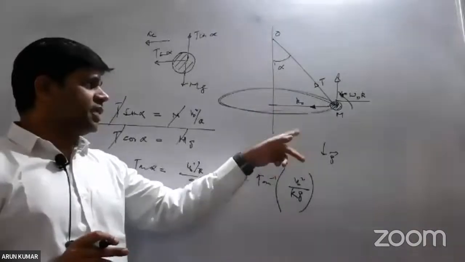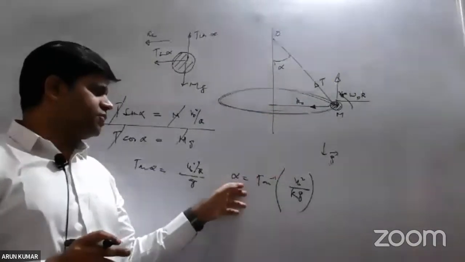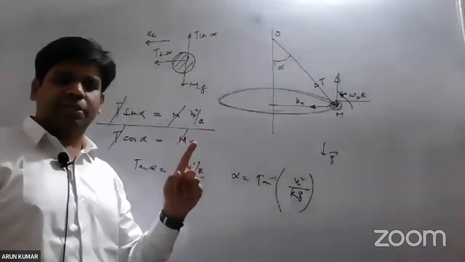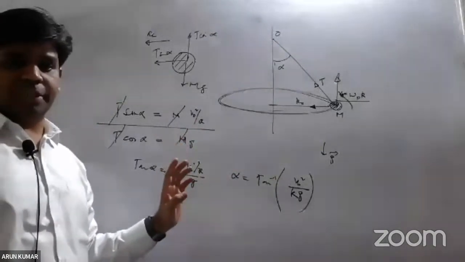Look at this. If I change a 1 kg mass to a 1000 kg mass, my alpha is dependent only on the tangential velocity of the particle, not on the mass of the particle. M is getting cancelled out, interestingly.